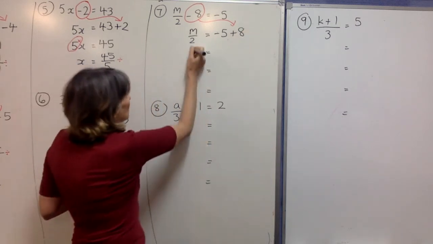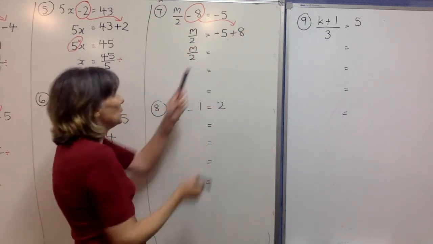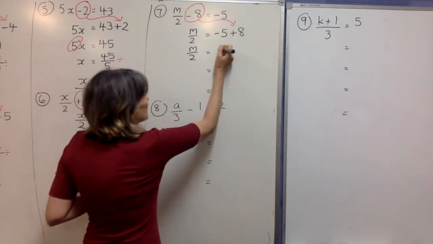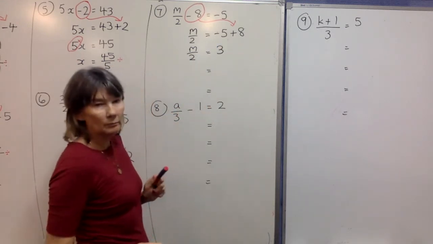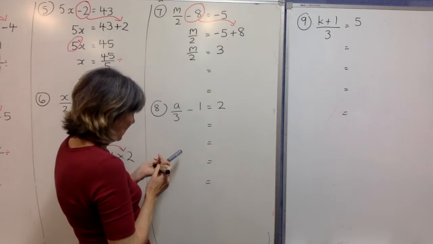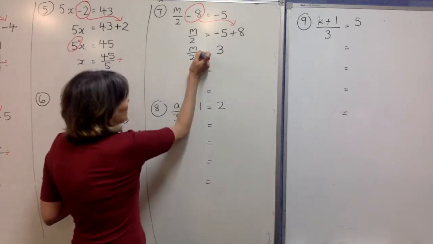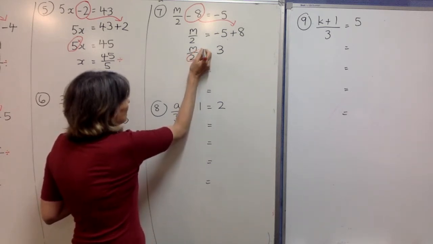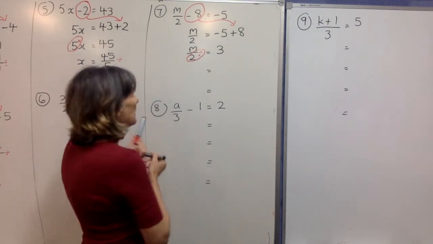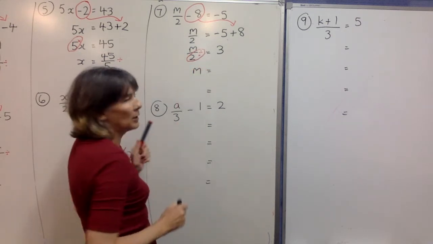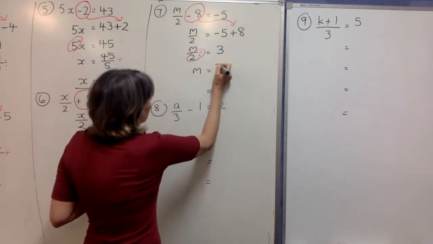Okay, so now we're going to work that out. M over 2 minus 5 plus 8 is 3. And now we're going to get rid of your best friend, which is this divided by 2 here. So that will leave us with m on its own on the left-hand side. Copy the 3 on the right.